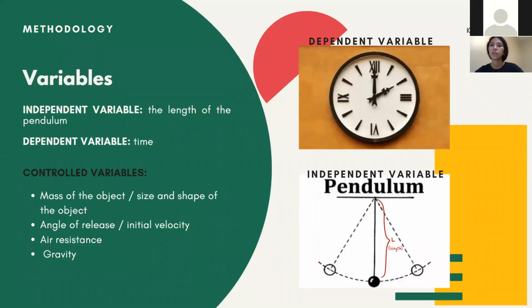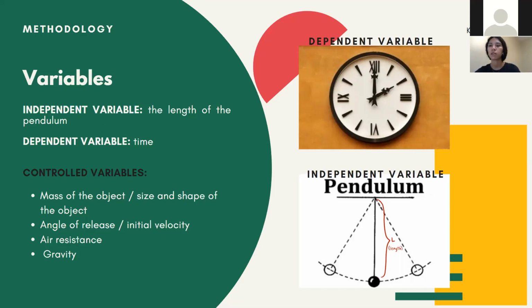Methodology. Variables. The independent variable in this experiment was the length of the pendulum, and the dependent variable was time. There were many other variables which needed to be controlled. For example, the mass of the object and the size and shape of the object. And these were controlled by using the same object, which was a marble, throughout the experiment.